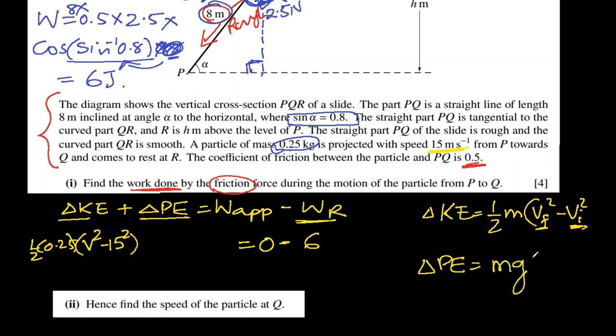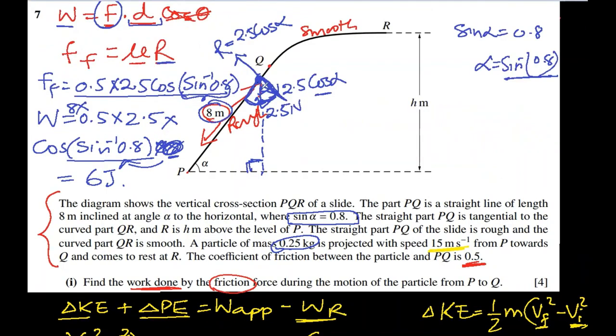mg is common for final and initial. We'll write final height minus initial height. We know that initial height of the particle was at the ground, so there is no height, 0. Final height is the one we will have to look at. This will be the final height, this one. Let me change the color for you. This one is the final height. So let me draw this triangle here. This is 8. This is alpha. This is the height we are interested in.